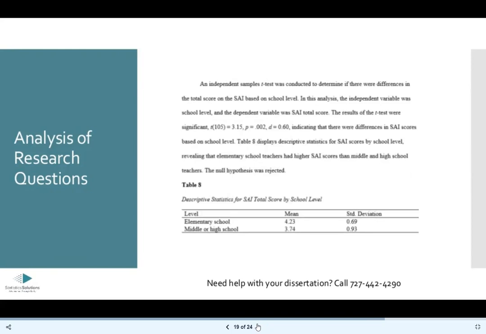So here's another example of a t-test, but this time our test is significant. Again, we state that we're doing a t-test. We state our independent and dependent variables, and then we state that our test is significant. This time our p-value is less than 0.05. In this case, our p-value is 0.002. Alpha for this test is set at 0.05. So since our p-value is less, we can reject our null hypothesis and determine that our results are statistically significant. And again, we'll report the sample means and standard deviations for each sample that was used in the analysis.